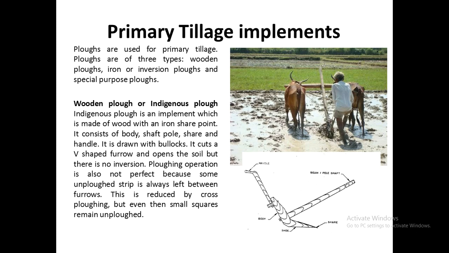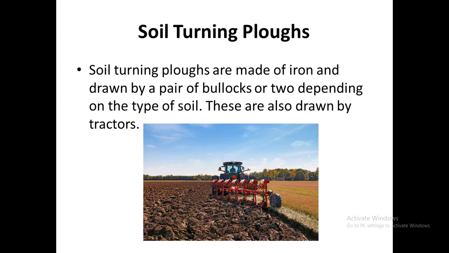So plow is the most commonly used primary tillage implement. There are three types of plow: wooden plow, iron or inversion plow, and special purpose plow. Wooden plow or indigenous plow is also known as a country plow, and it is made up of wood and is mostly driven using animal power. The main components of the country plow are the share, the shoe, the body, the handle, and the beam. Soil turning plows are plows which are made up of iron and they are either drawn by animal power or drawn by tractor.